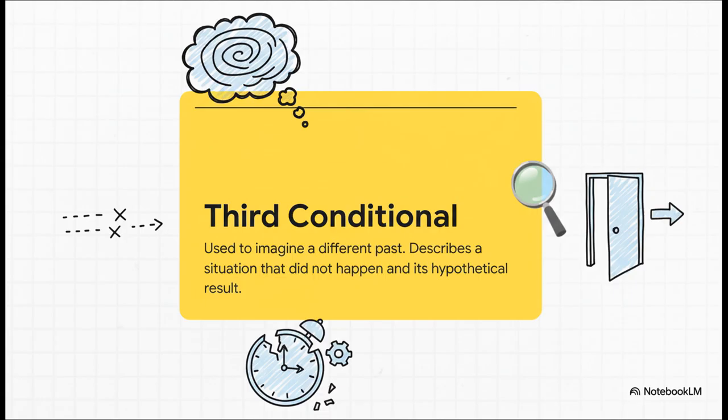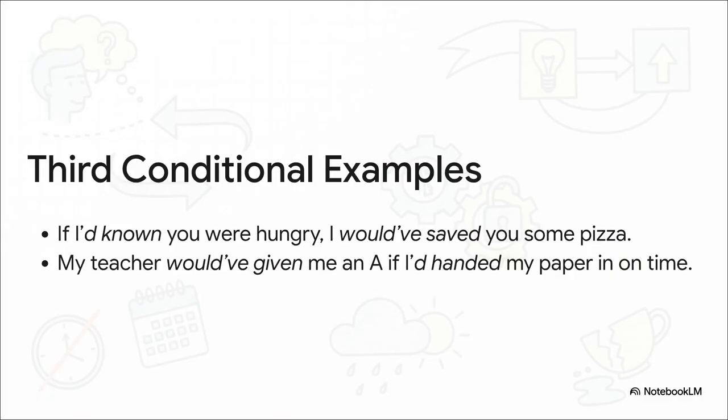The structure is a bit beefier. The if part uses the past perfect. That's had plus a past participle, like seen or gone. And the result uses would have plus a past participle. Let's look at this one.